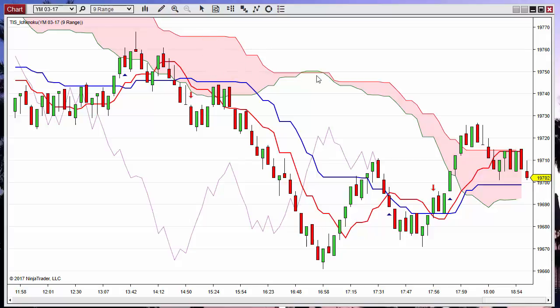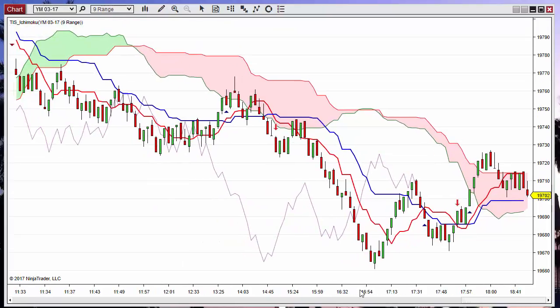Then we use another two lines, and the area between them creates this cloud that is used as support or resistance. So mainly we look for crossovers, and we look for long signals above the cloud or short signals below the cloud.